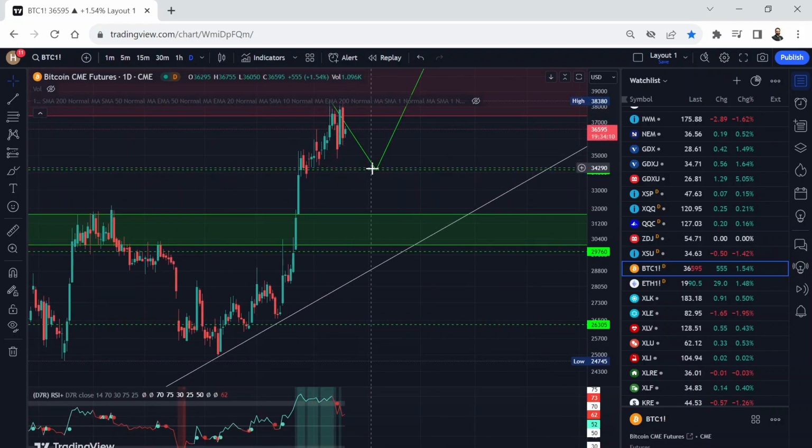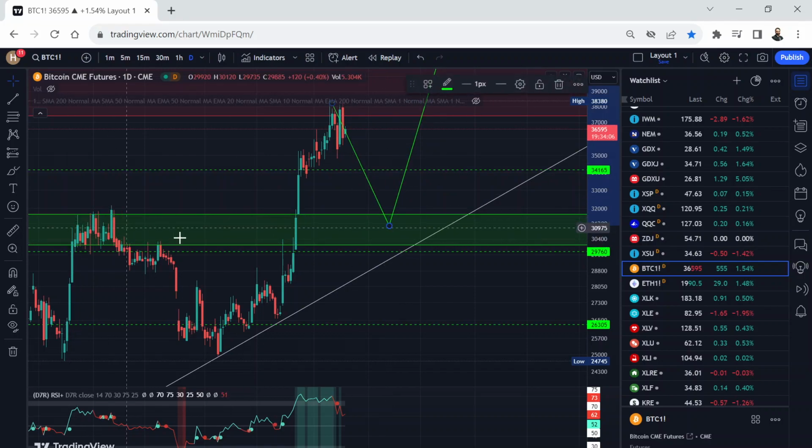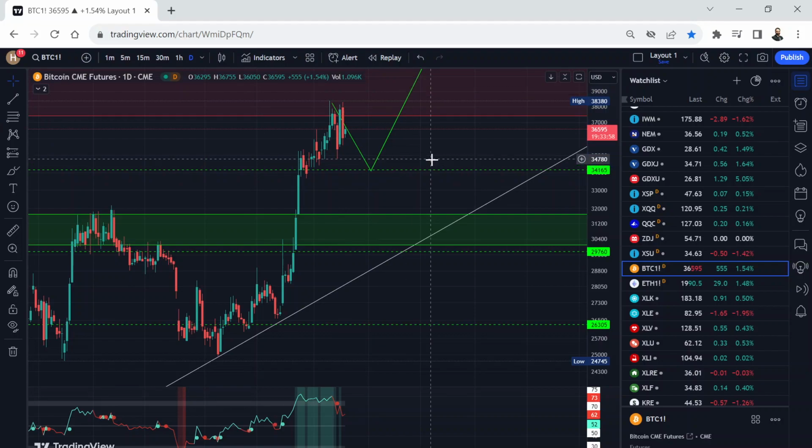So it's quite possible Bitcoin can even come down all the way here to backtest and find buyers here before it bounces. So just be mindful of that. Do not be too bullish. Look to take profits if you have profits. This is not the time to buy Bitcoin.